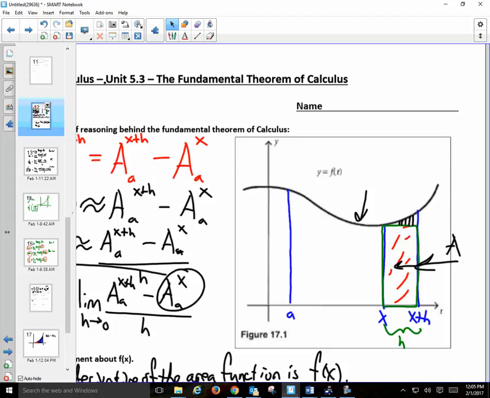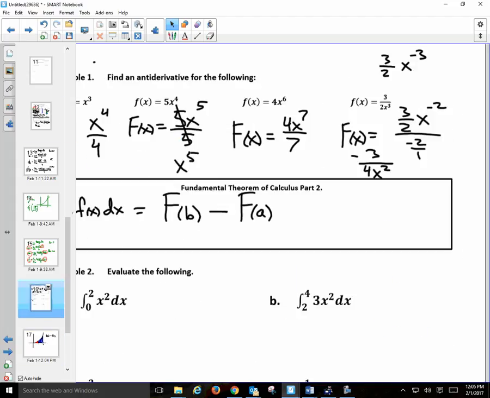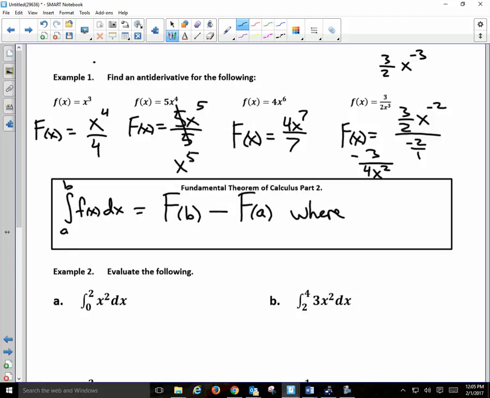After we have one more piece to put down here where big F is any antiderivative of f. So big F is any antiderivative of little f. So could you attach a constant? Yes. It would just be a little bit more work, but you could.